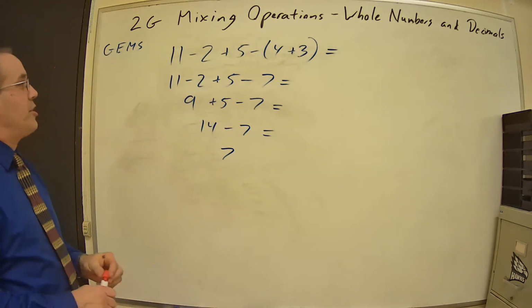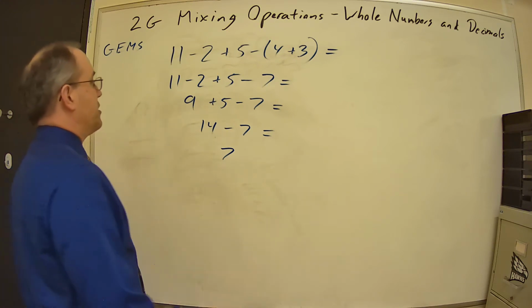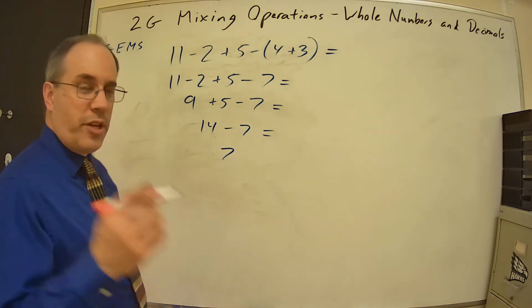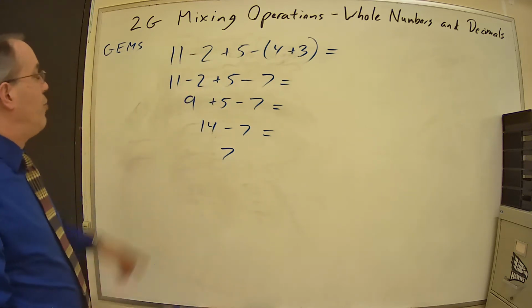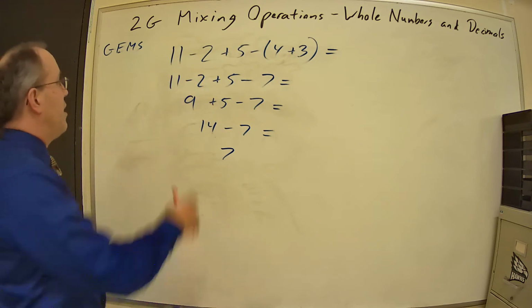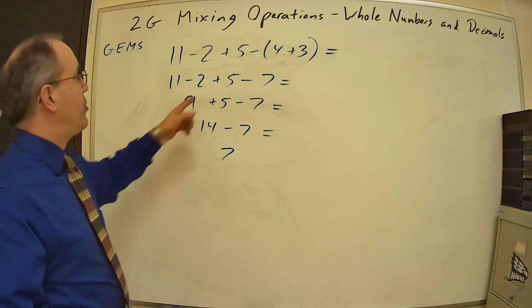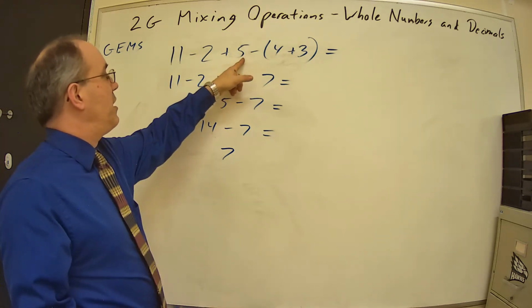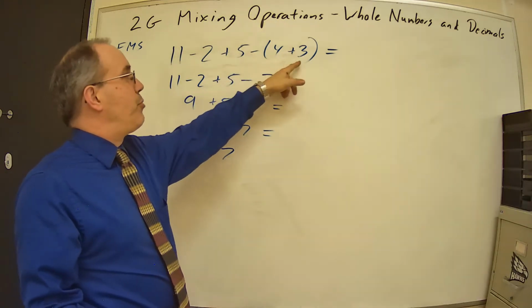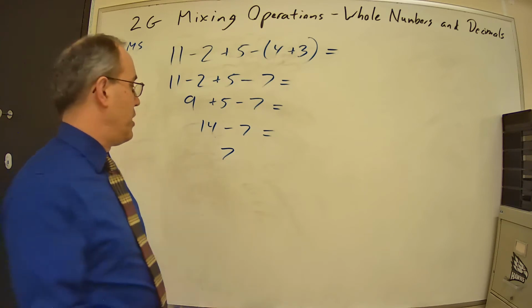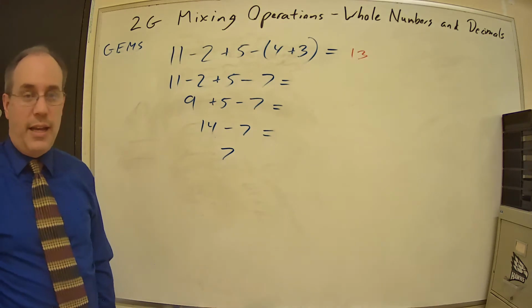What would happen if we just worked our way across? Just to see. We're going to try a couple wrong ways, and I'm going to do those in red, because this is correct. So what if we did this just working our way across? 11 minus 2 is 9. 9 plus 5 is 14. 14 minus 4 is 10. 10 plus 3 is 13. 13. And that's not right.